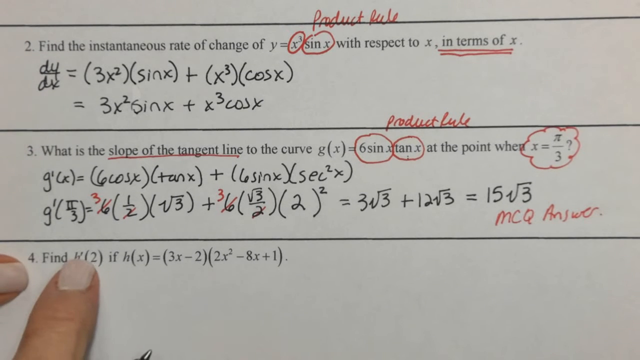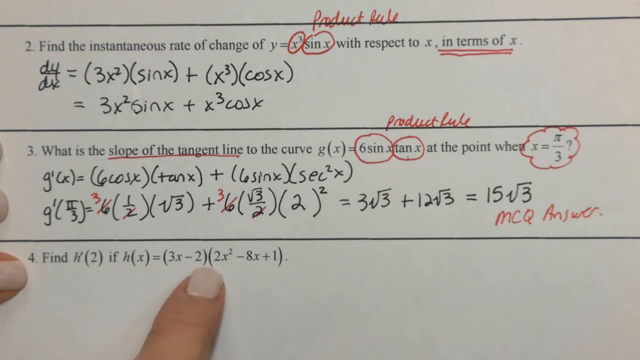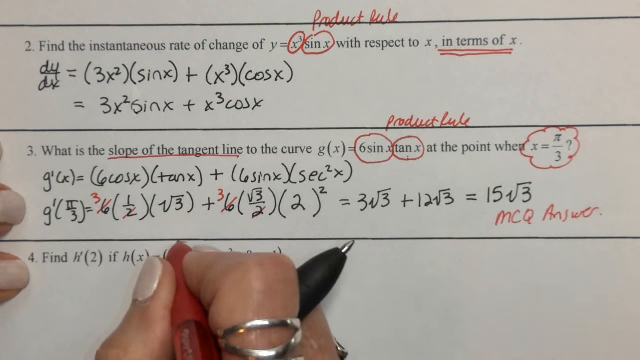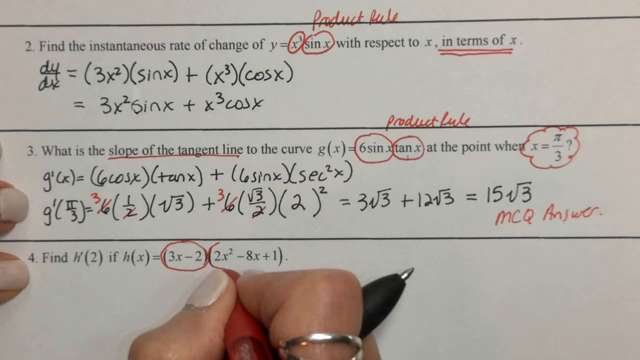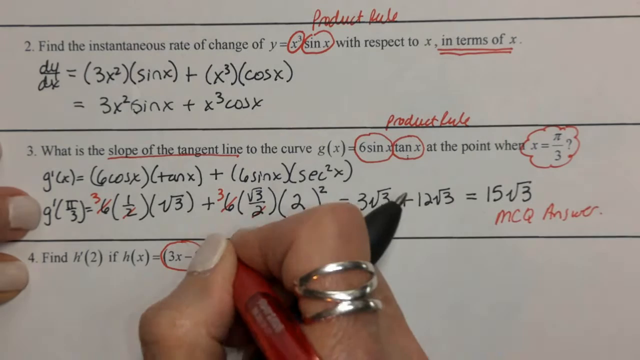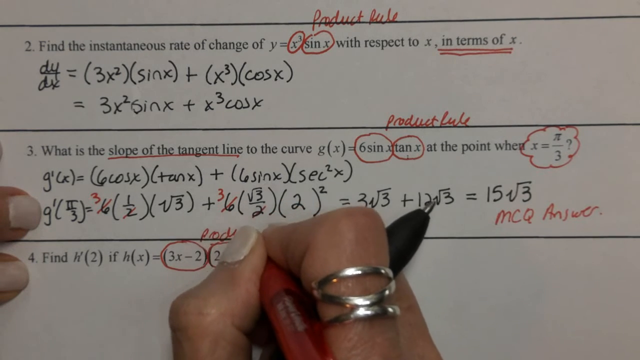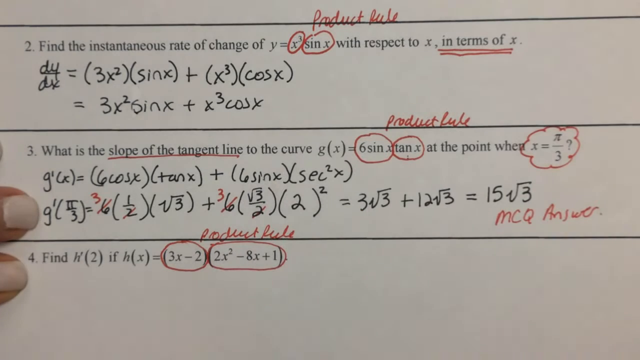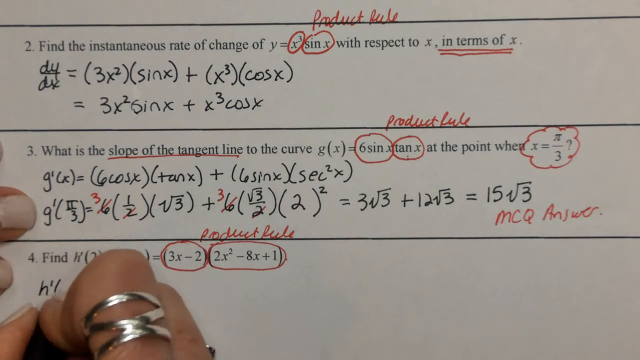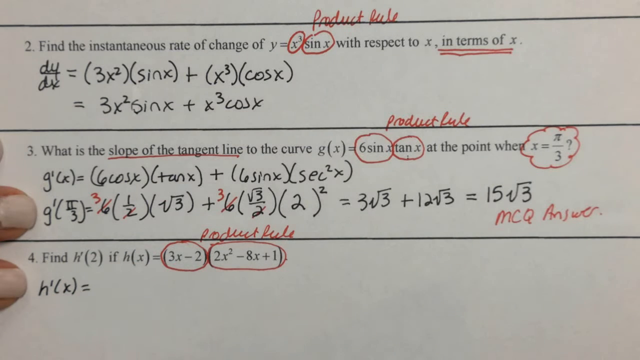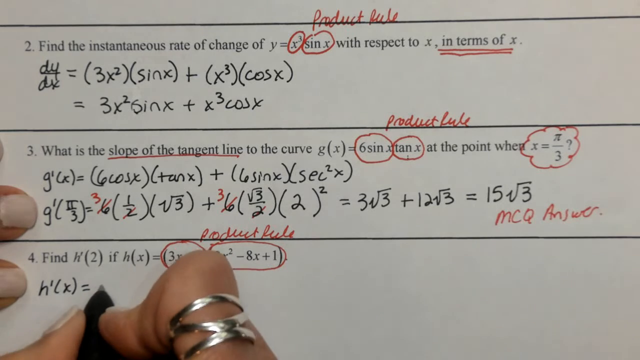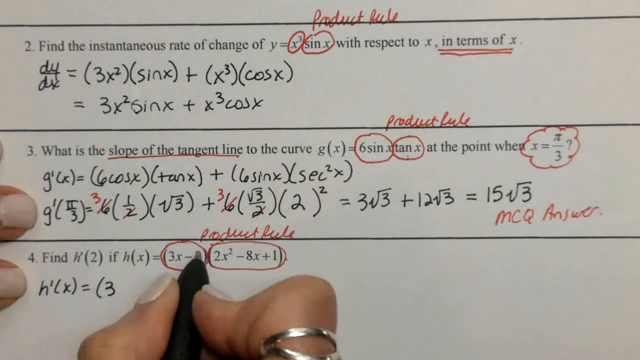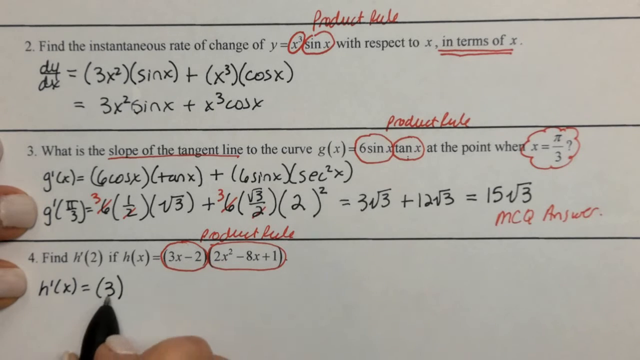Next we're finding h prime of 2 if h is this function and this is another product. I have two pieces being multiplied together, so I'm going to use the product rule. First I'll find h prime of x, and then I'll plug in 2 for x. I start with my first term, take the derivative. The derivative of 3x is 3. The derivative of negative 2 is just a 0, so the derivative of our first piece is just 3.